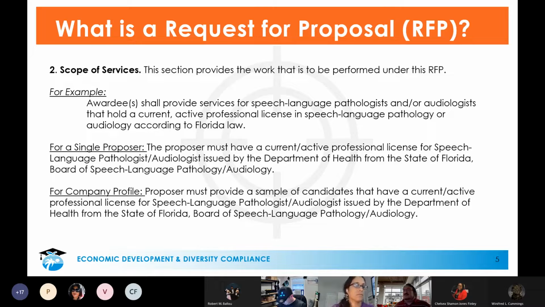Basically what it states up there, but you're providing candidates that you wish to propose for the RFP. You can go on to the next slide.